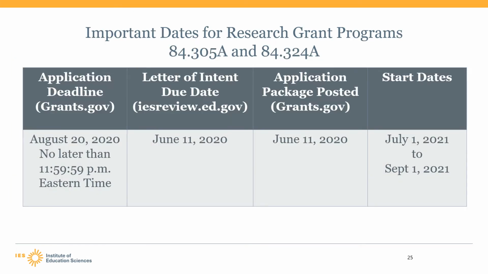This slide includes important dates for 84305A and 84324A. Applications must be received at grants.gov no later than August 20th, 2020 at 11:59 Eastern Time. Letters of intent are due June 11th, and the application package will be posted on grants.gov on June 11th as well. The possible start dates for the award are between July 1st, 2021 and September 1st, 2021.